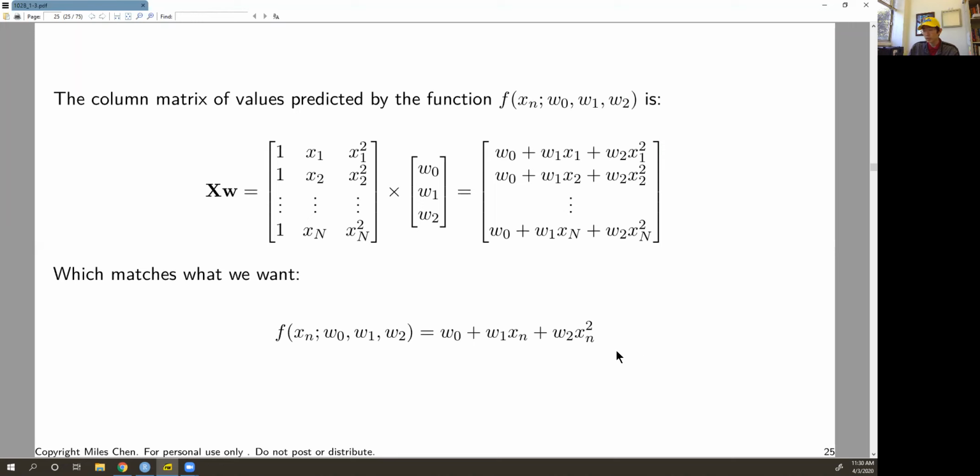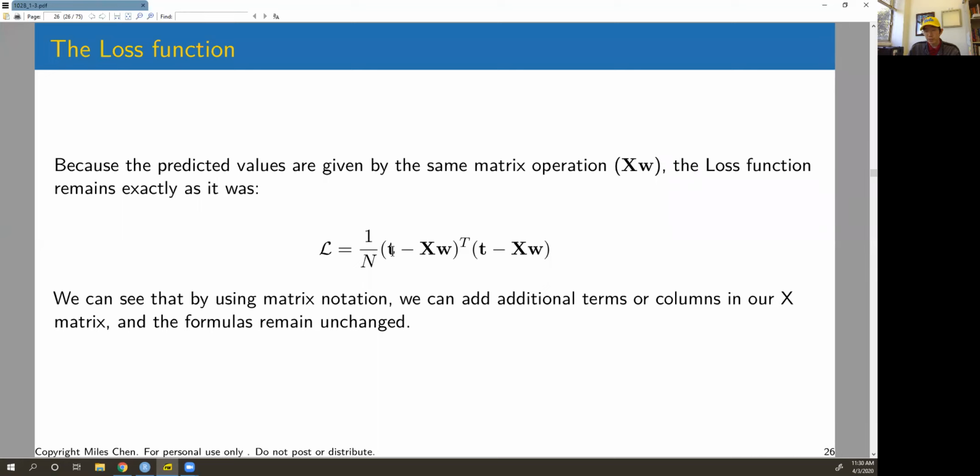And that matches exactly what we want. So if this is our predicted values, then my loss function in matrix notation remains exactly the same. On Wednesday, we worked out that the loss function in matrix notation can be written as (T minus XW) transpose (T minus XW). Because my predicted values are given by the same matrix operation, matrix X times W, the loss function in matrix notation remains exactly the same.